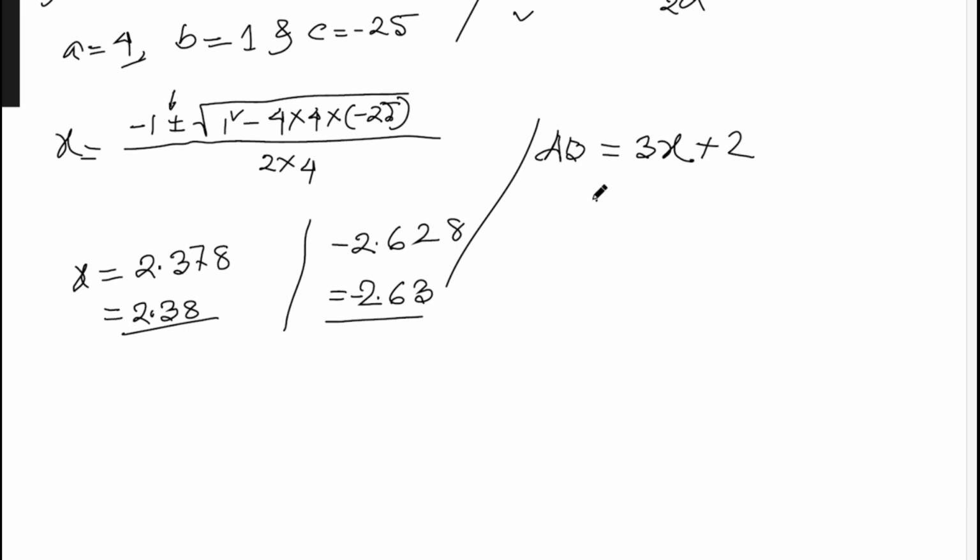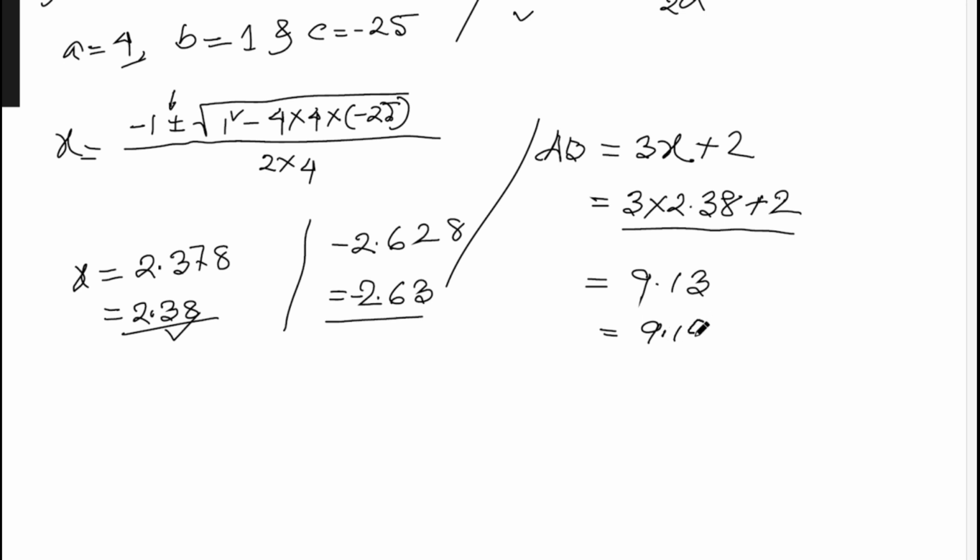So if we put the value of x here, we will get 3 multiplied by the value of x, that is 2.38, plus 2 is equal to, if we calculate this value, we will get 9.13. So if we round it up, we can write it 9.10 centimeter. So the final value of AB will be 9.10 centimeter.